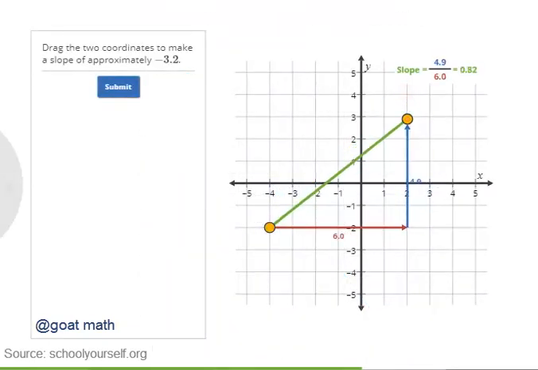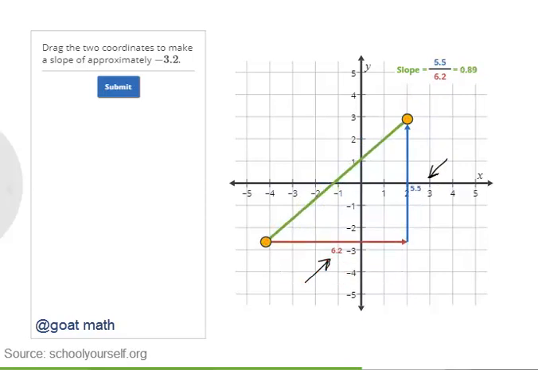Over here, you can drag around these 2 points. The horizontal and vertical distances are shown, and the slope, which equals the vertical distance divided by the horizontal distance, is shown up here. So try moving the 2 points around so you have a line whose slope is approximately -3.2. Once you've got it, press the Submit button over here.